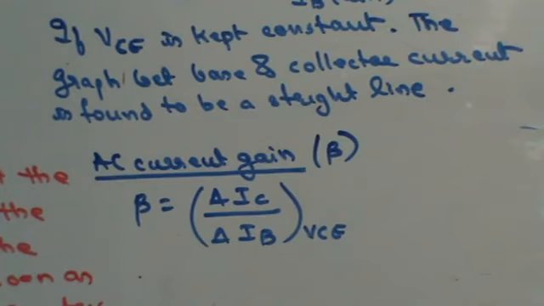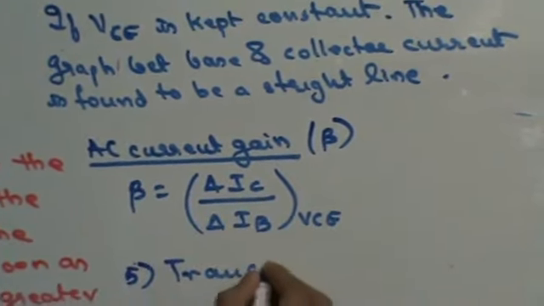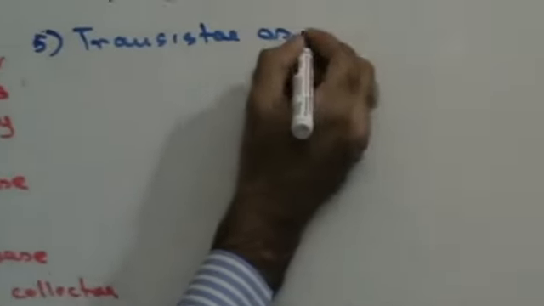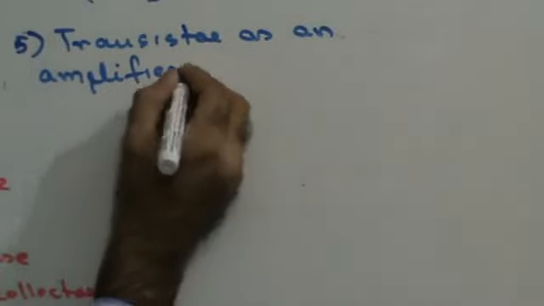Now, this was my current transfer characteristics. How do I use a transistor as an amplifier? If there is going to be a current gain, that means a transistor can perform the function of amplification. Let's see how a transistor can be used as an amplifier.